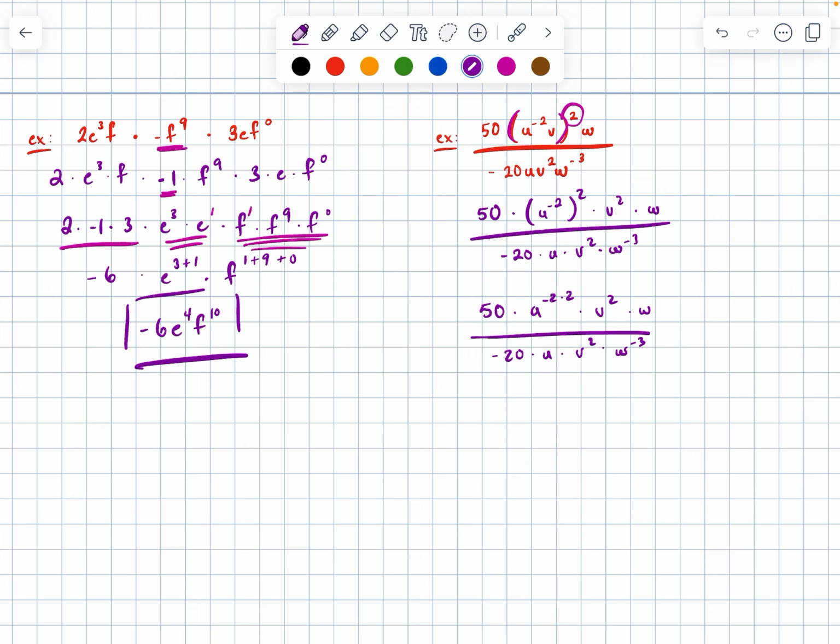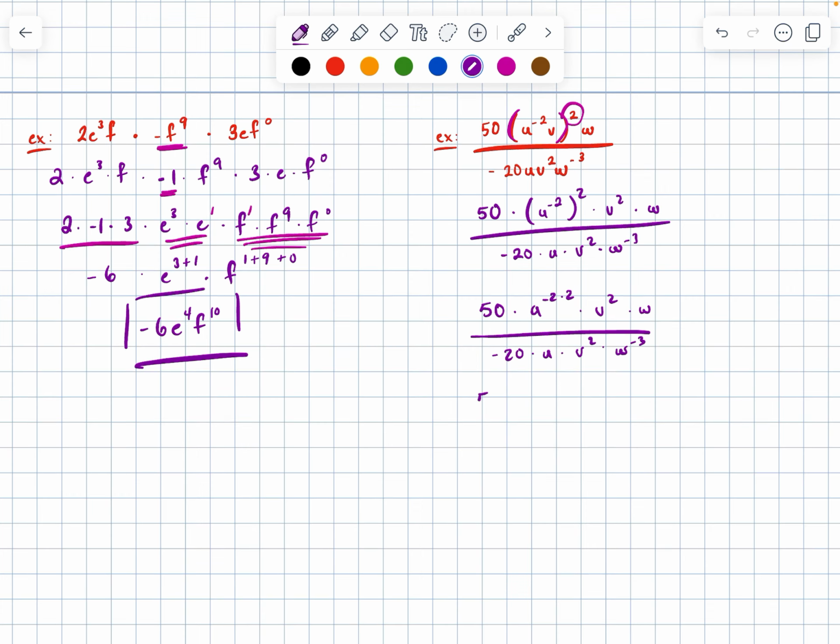Notice I'm showing too much work. I can never go wrong by showing too much work and over-supporting myself. From here, last step, I'll simplify that numerator even further. This is going to be u to the power of -4 times v squared times w over -20 times u times v squared times w to the -3. From here, when in doubt, chunk it out.